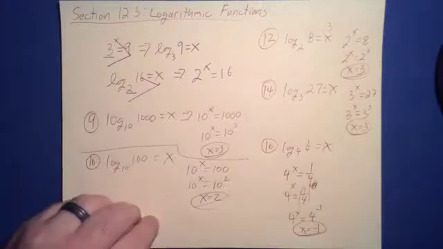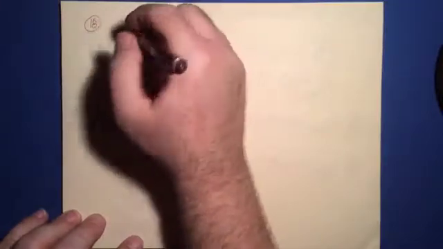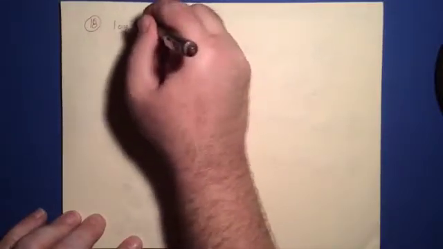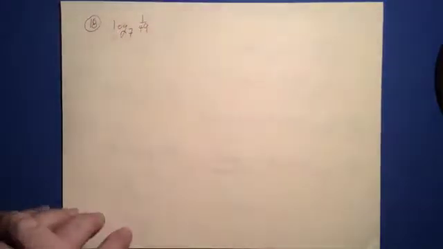We're going to go ahead and keep going with this, because like anything else, oftentimes it's just a question of repetition to let a concept sink in. Let's go to question 18. It's going to be log to the base 7 of 1 over 49.